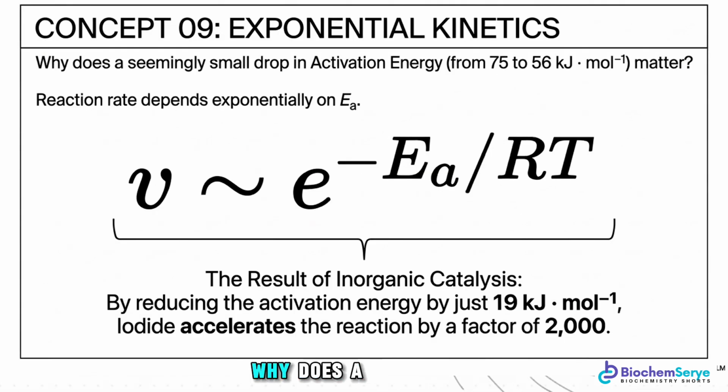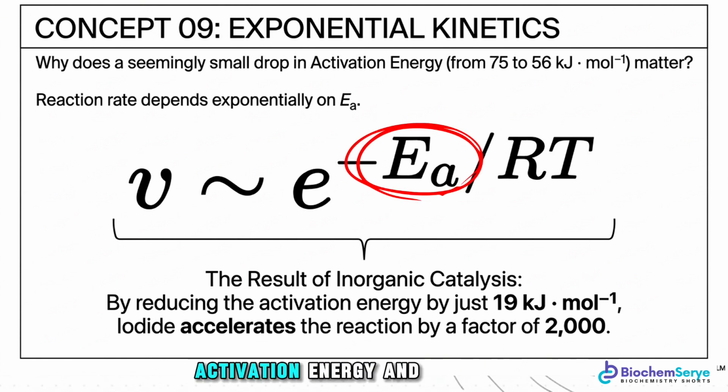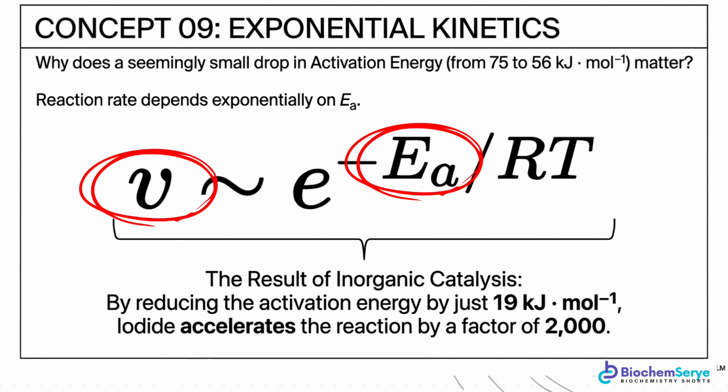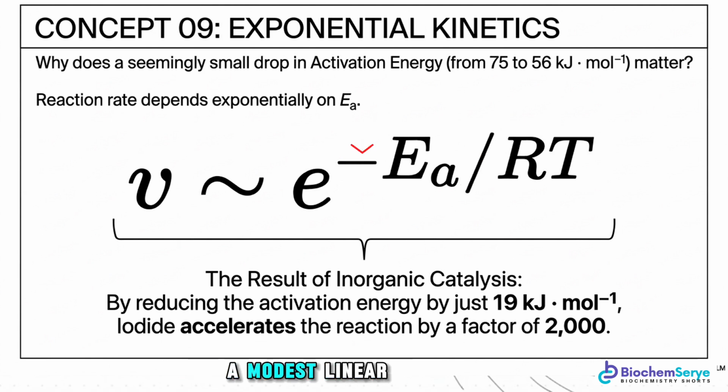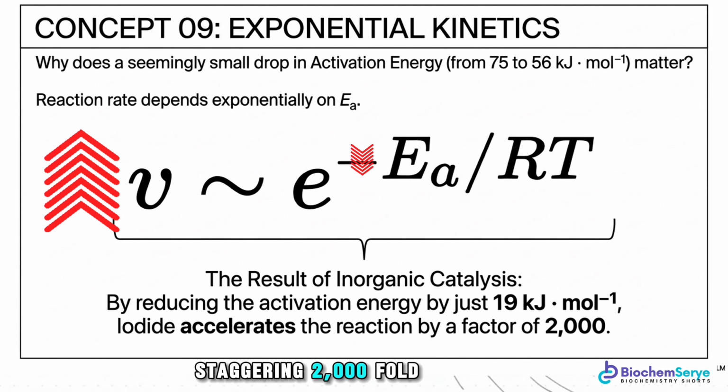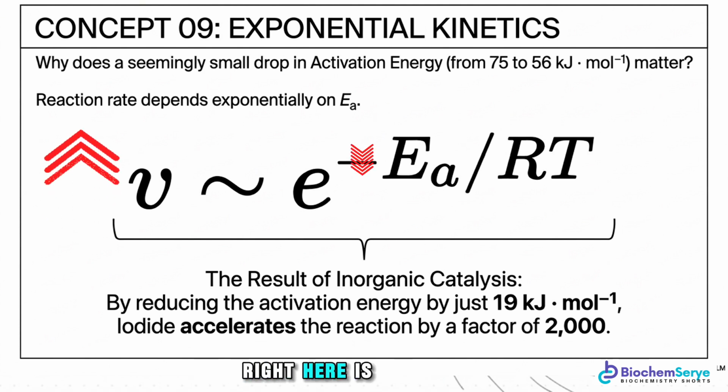Now you might be wondering, why does a seemingly small 19 kilojoule drop in raw activation energy matter so tremendously much? Well, the hidden secret here is the Arrhenius equation. The relationship between activation energy and reaction velocity is strictly exponential. Because that activation energy variable sits securely up in the mathematical exponent, a modest linear reduction instantly yields an explosive, staggering 2,000-fold actual biological speed increase. This exponential math right here is the true engine driving our metabolic efficiency.